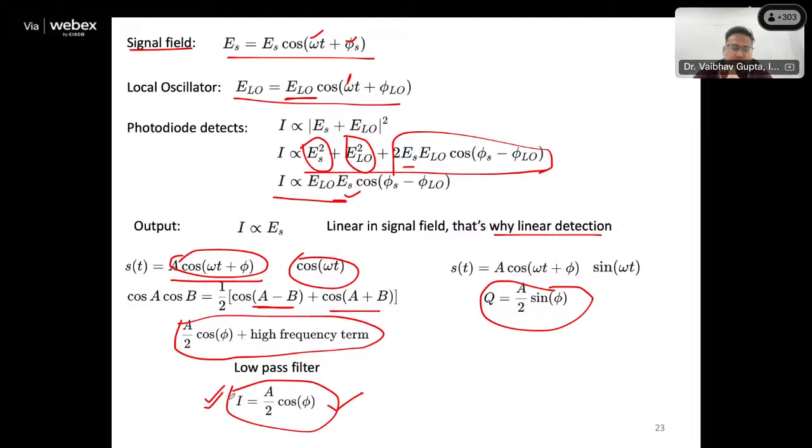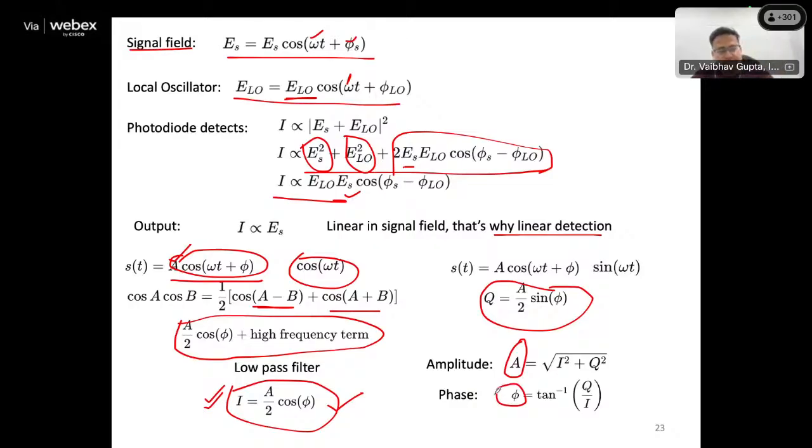You could do I squared plus Q squared. If you do that, you will end up with the value A. So you can calculate value A. What is value A? Value A was the amplitude of this signal. So the first thing I can calculate is amplitude. The second thing you can calculate is tan inverse of Q by I. So you can also calculate the phase.